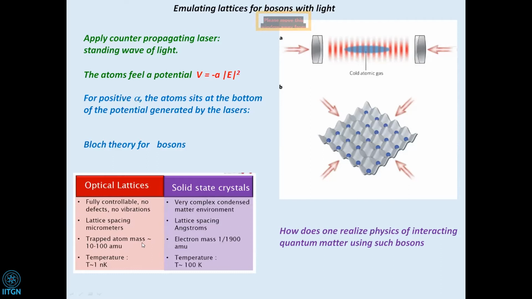So the trapped atoms are heavy, between 10 and 100 atomic mass units. For example, rubidium atoms are 87 AMU, because the mass number is 87. And an electron is essentially 1 over 2000 AMU, so it's really, really light. The most important difference is that the temperature at which you can maintain this lattice is of the order of nanokelvin, and here it's of the order of 100 Kelvin. So this is a perfect platform for realizing the physics of interacting quantum matter using bosons.